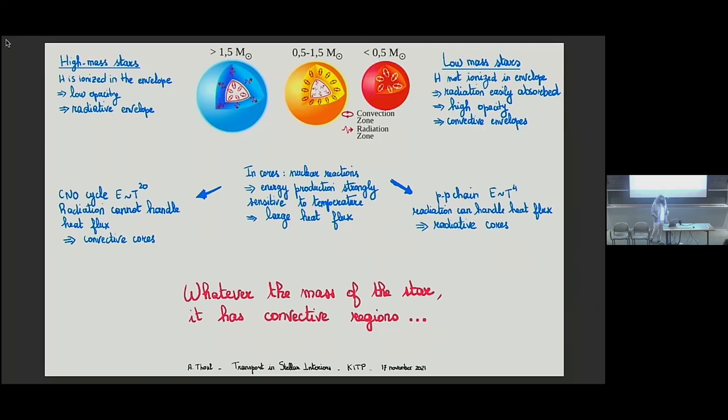You have radiative cores. In higher mass stars, the combustion cycle is the CNO cycle. The energy is very dependent on temperature. It's very steep. Radiation cannot handle the flux, and you have convective cores. Then you also have shells with nuclear burning, and those shells can be convective, not always. So whatever the mass of the star, it has convective regions.